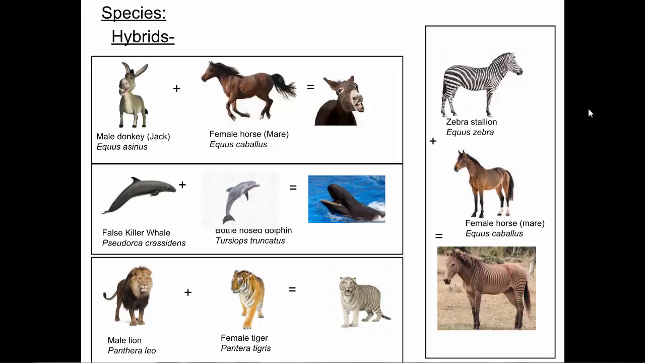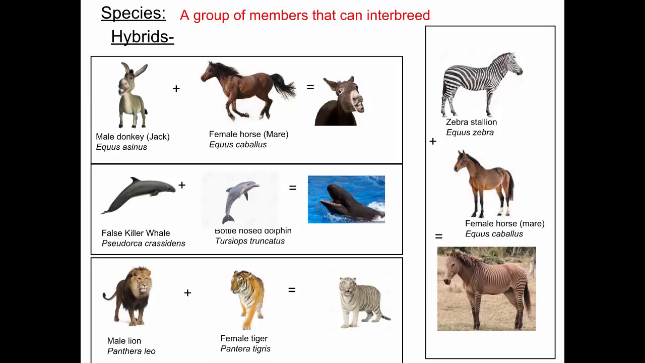We consider things different species if they cannot reproduce together. That's sort of the biological definition of a species. A species is a group of individuals that can interbreed, so can mate and produce offspring that are fertile. That's the definition of a species. A group, and the members can interbreed.